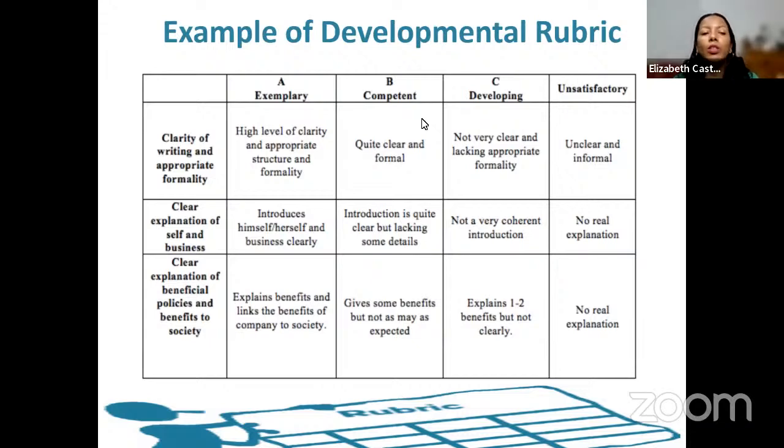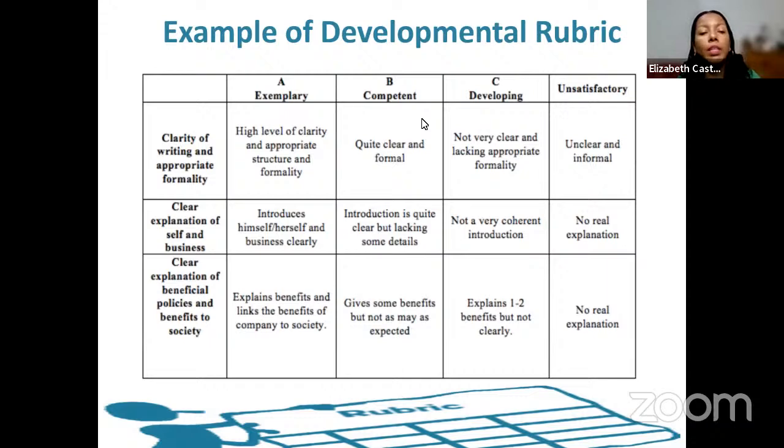Second, clear explanation of sales and business. Introduces himself, herself, and business clearly. Introduction is quite clear, but lacking some details. Not a very coherent introduction, no real explanation. So, according to these levels, we are going to evaluate.